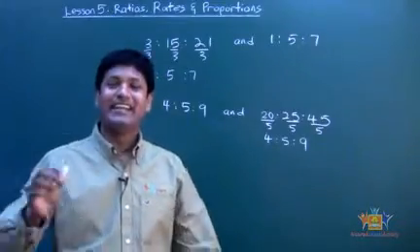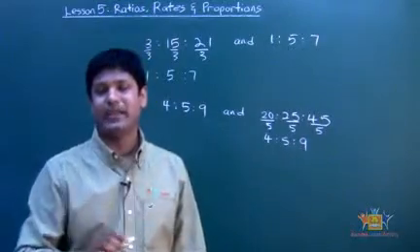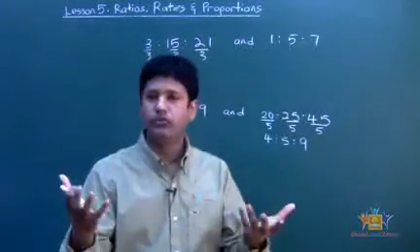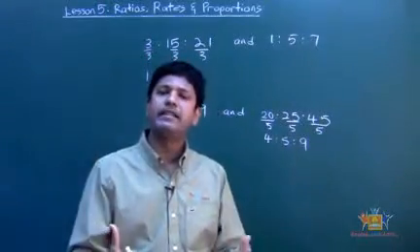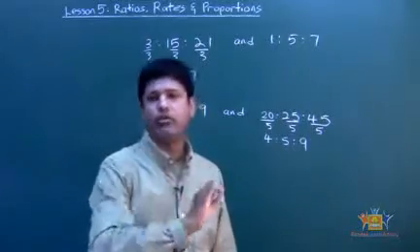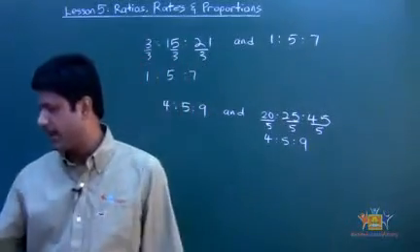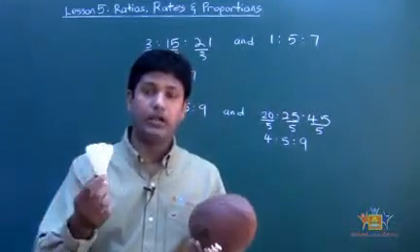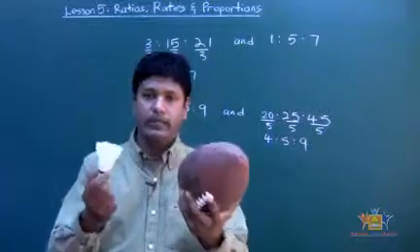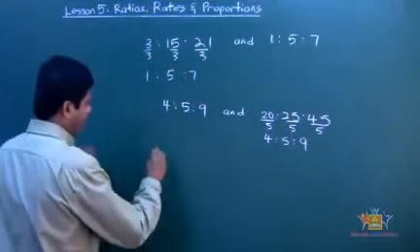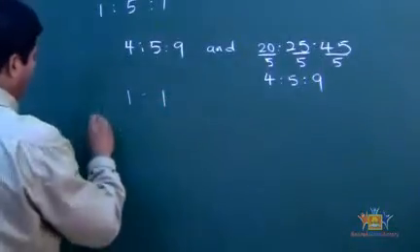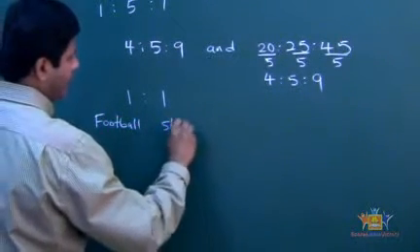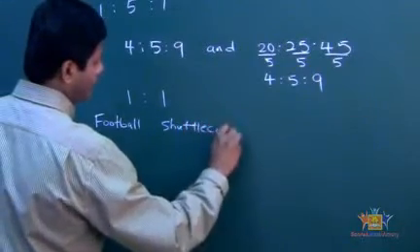Alright, my dear students, let's take another scenario. This time, if I had to give you two ratios of two quantities each, I want you to combine them into one ratio with three quantities. What do I mean by that? Let's say, for example, Mr. Mac tells you the ratio of an American football and a shuttlecock is 1 to 1. So let's write that down. The ratio is 1 to 1, and that's the football with the shuttlecock.